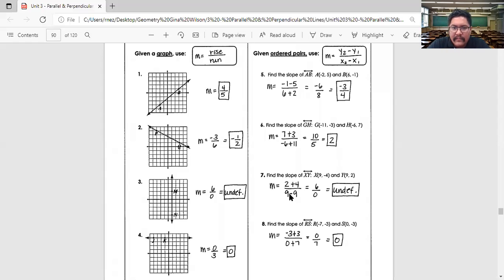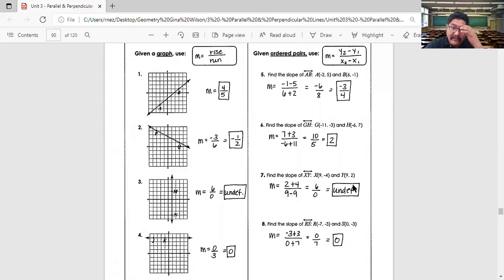All right, next one. So here's our points. And again, we're going to plug them into our formula up here. And now we kind of have a problem here, because X and X match on both points. So what that's going to cause is that we're going to end up with a 9 minus 9, which is going to be 0. And that's going to lead to an undefined slope.